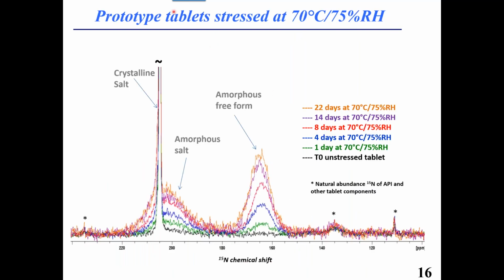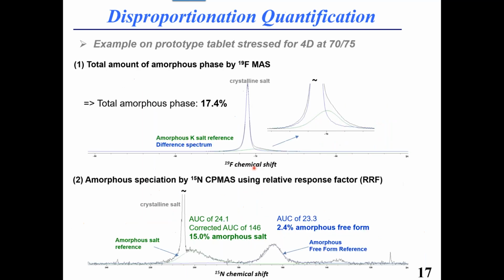All right, so then we put these nitrogen labeled prototype tablets on stress conditions, highly stress conditions, 70, 75, and follow them up to 3 weeks. And we watch the amorphous salt portion as well as the amorphous freeform grow.